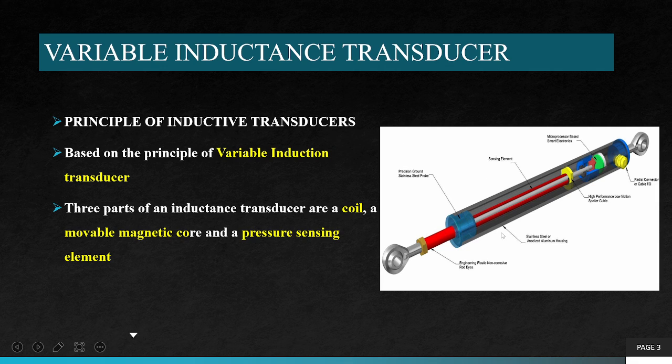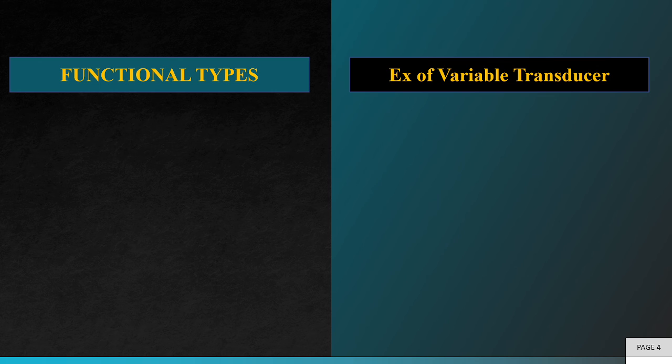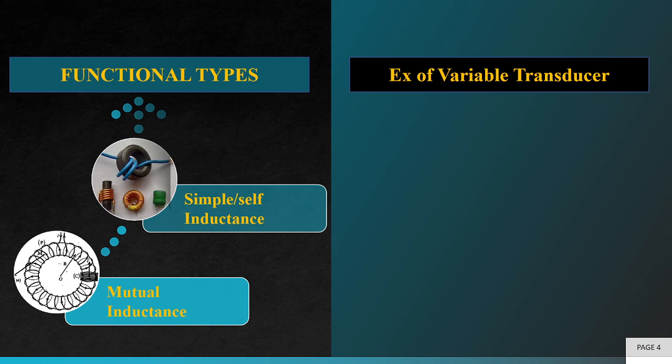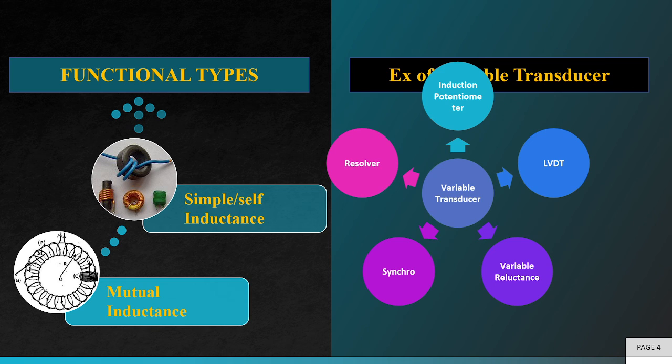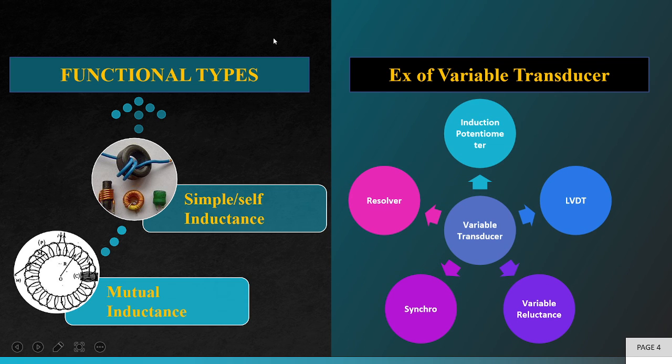of variable inductance transducer. In a variable inductance transducer, you will have three parts: a coil, a mobile magnetic core, and a pressure sensing element. This variable inductance transducer has been differentiated into functional types. When we consider functional types, there are two: one is simple or self inductance, and another one is mutual inductance.